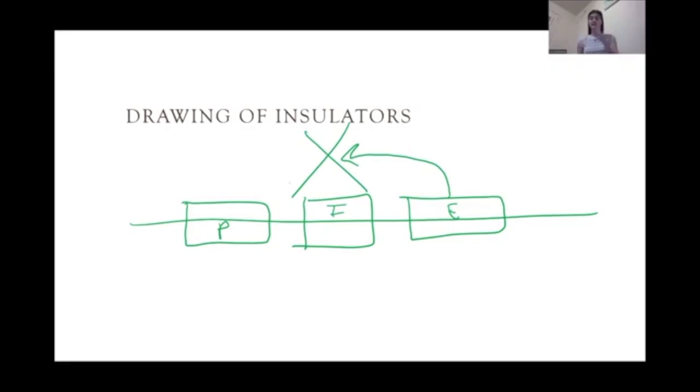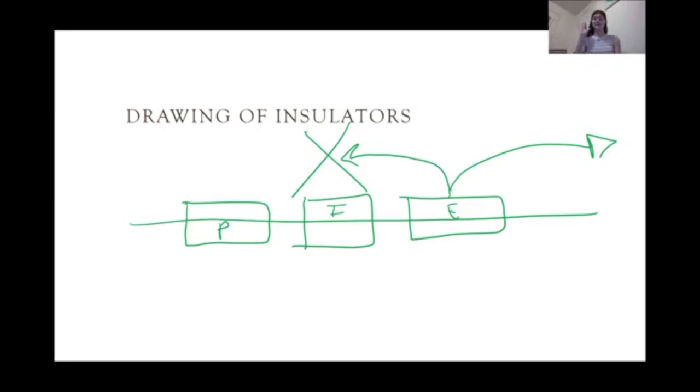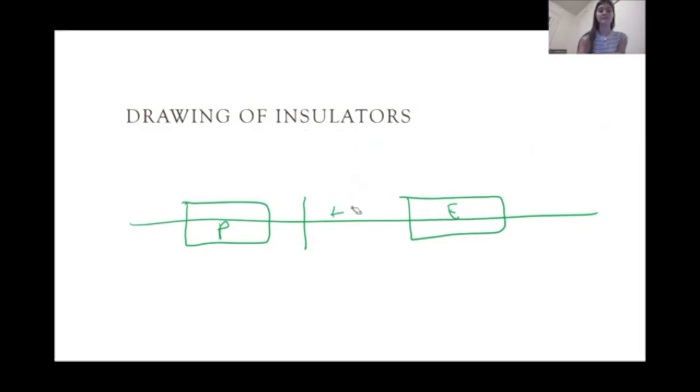This means that the enhancer can no longer affect anything to the left. It can only affect things to the right, since there's no insulator on that side. So it can affect anything on that side. But anytime it tries to move to the left, that insulator is going to say, stop, you can't go any further. This isn't your spot. This isn't your neighborhood.